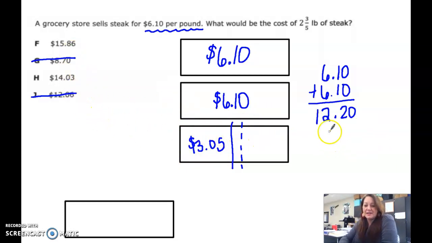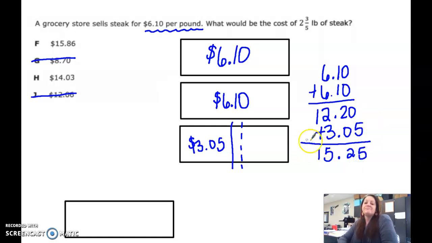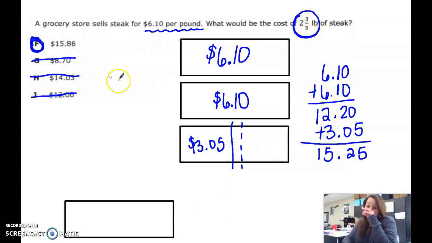If I look at this half pound of $3.05 and I add it on, I can tell that that would be $15.25. Once I've done that, so 2.5 pounds, which is still less than my 2 3/5 pounds. It's a little bit less, but that is still more than this. So my only possible answer choice would be F, since I know that the only one of these answer choices that is more than $15.25 is $15.86.